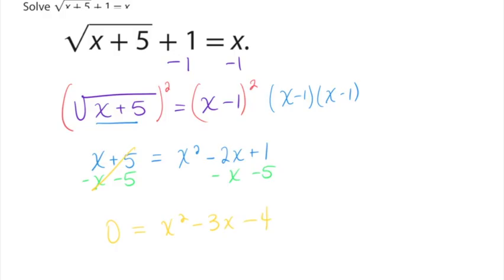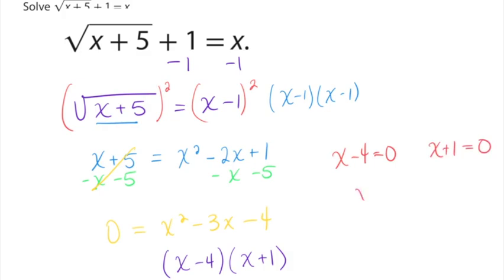This is a simple factoring, right? Factors of 4 that subtract to give you 3. What are those? Yeah, so you're going to have a minus 4 and a plus 1, right? And then to finish that solving, set each one of those equal to 0. You're going to say x is going to equal either 4 or negative 1.